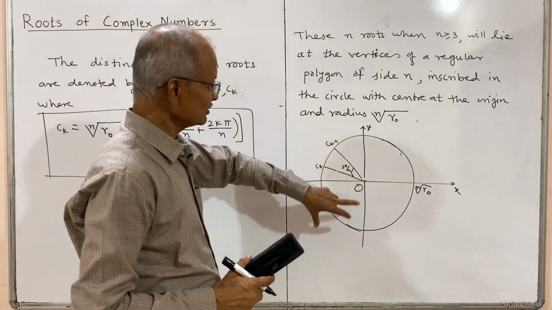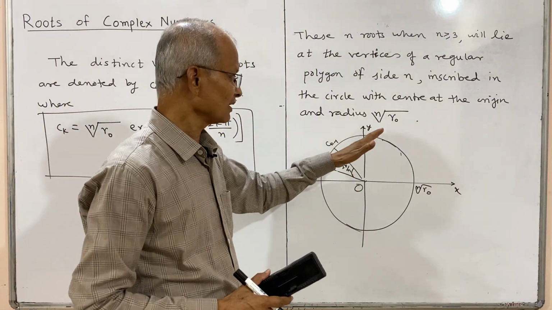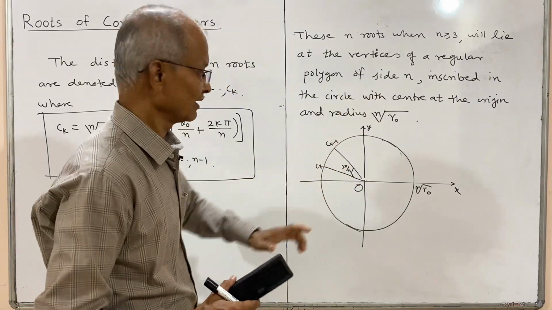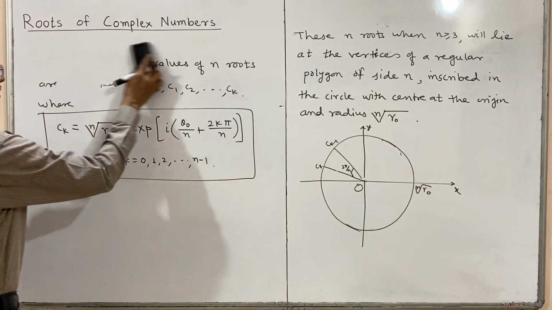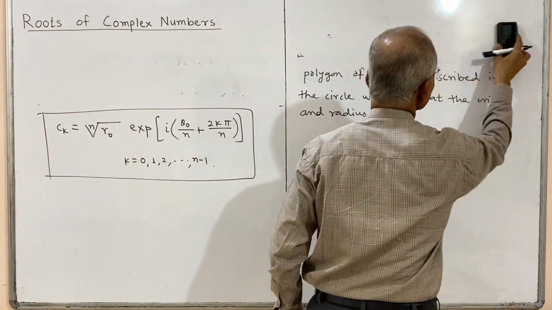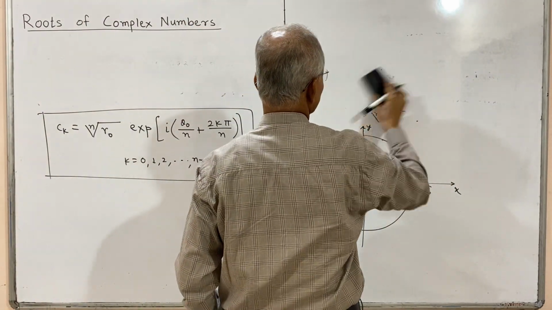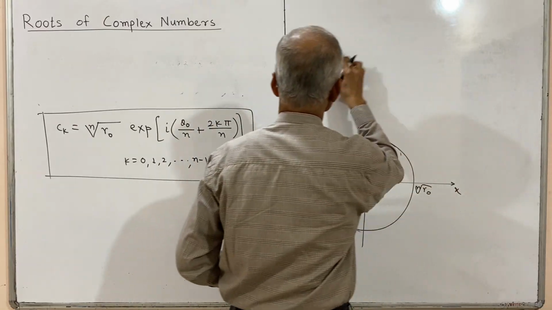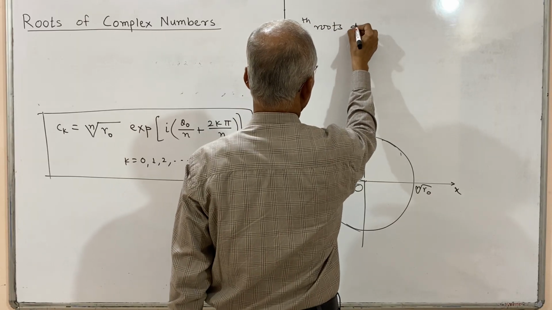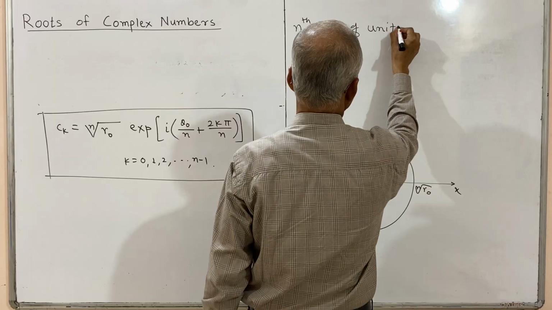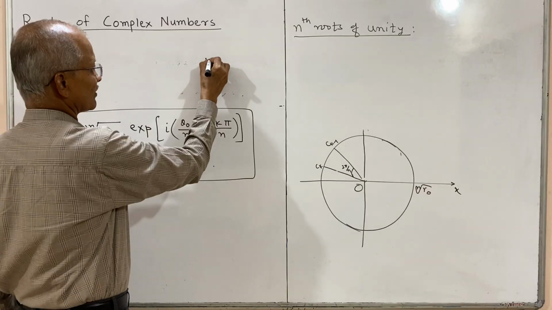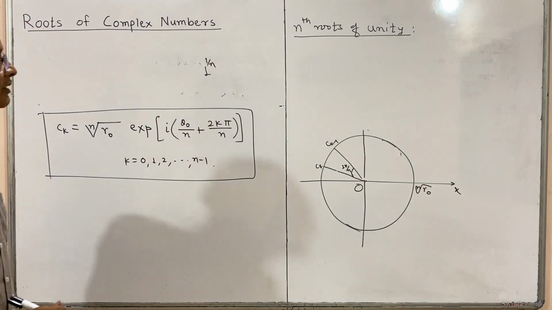So, if there are n roots, then these are equally spaced, and if we join the vertices, we will get a regular polygon of side n. Now we shall consider nth roots of unity. That means we want to find out 1 power 1 by n, the nth root of unity.